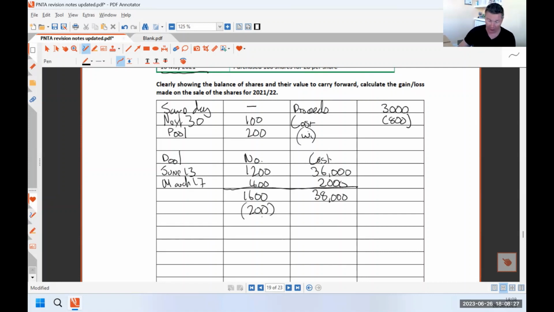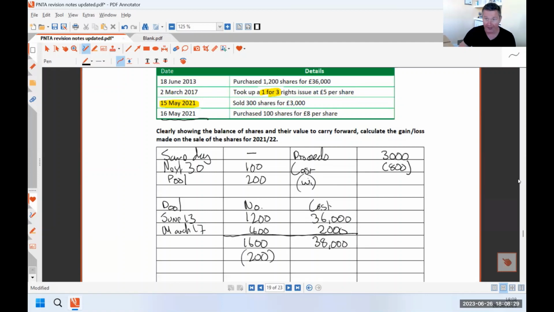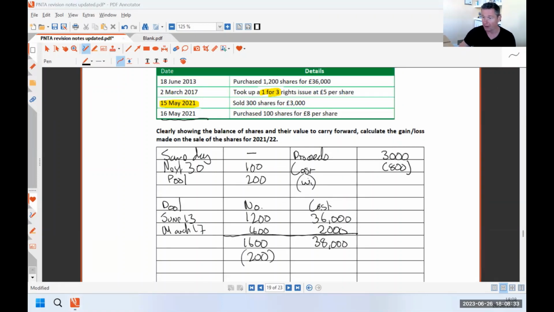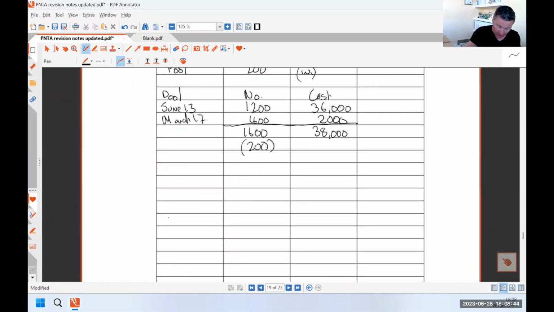We do not deduct the proceeds of whatever that would be. I'm doing instead, and so we need to take a prorated amount of that. So the way we're going to do that is a little working down here. So 200 over 1600, the number of shares we're taking out of the pool over the number of shares in the pool, multiplied by the cost of shares that are in the pool at that point in time.